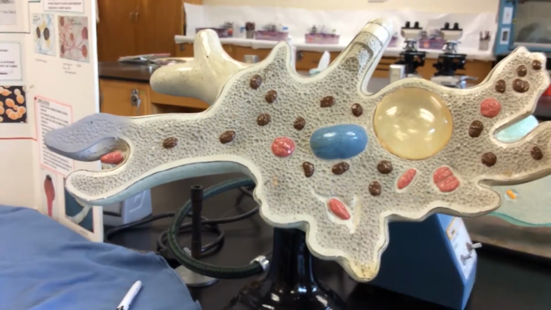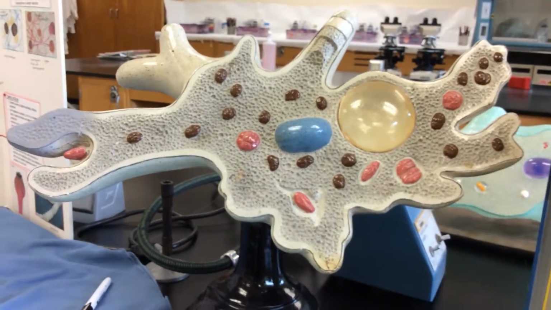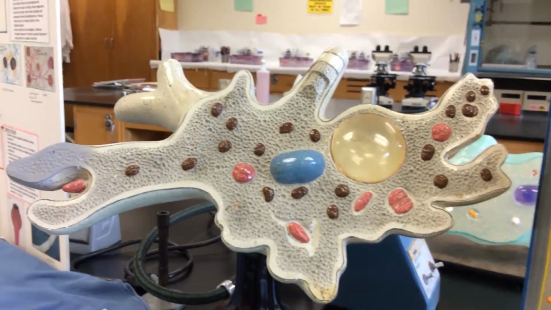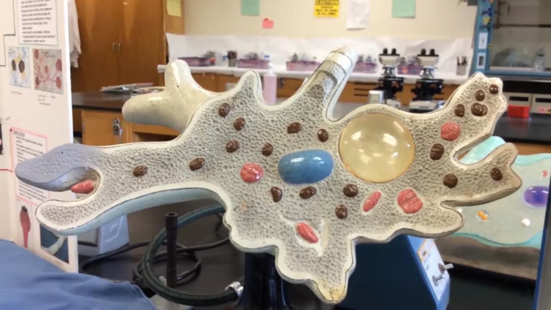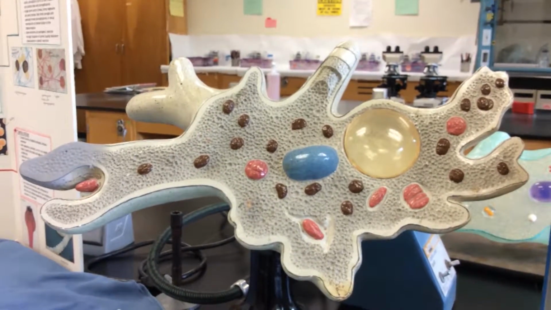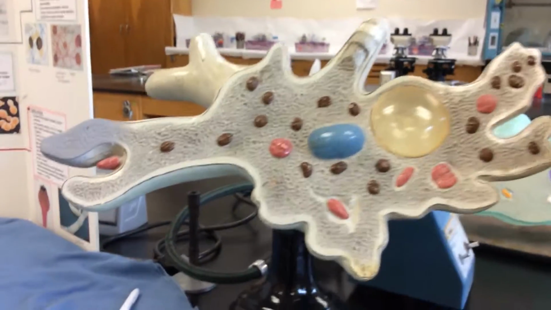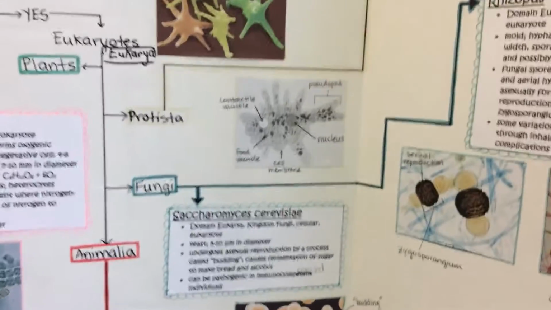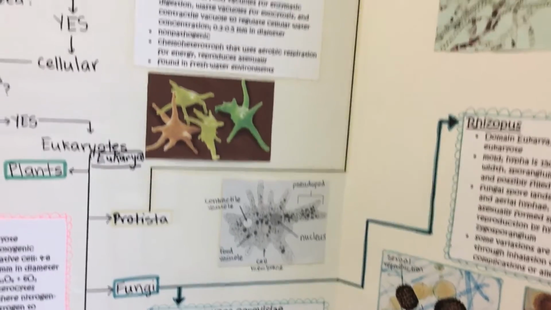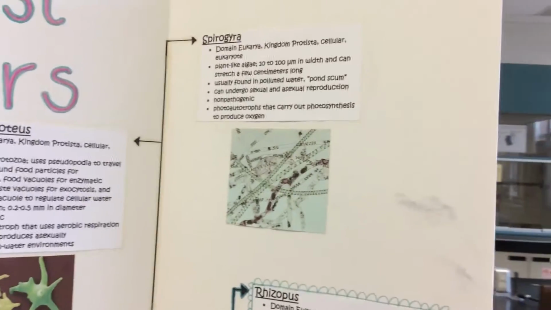Here is the nucleus, so we know it's a eukaryote. And this is a cool structure called a contractile vacuole. It helps pump excess water out of the amoeba so it won't undergo osmotic lysis. Remember, they lack a cell wall. All right. And then we're going to come back to this old group Protista.